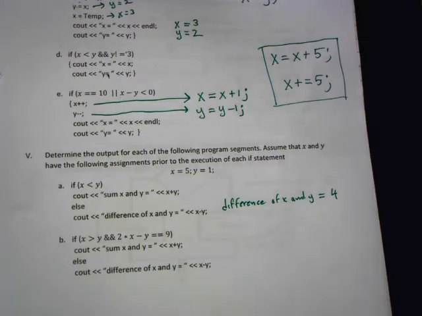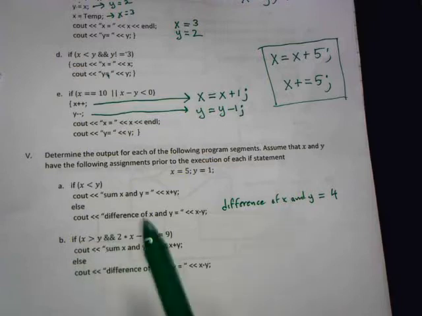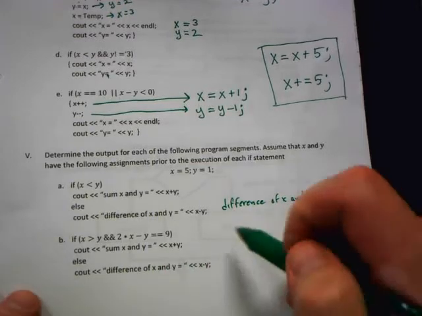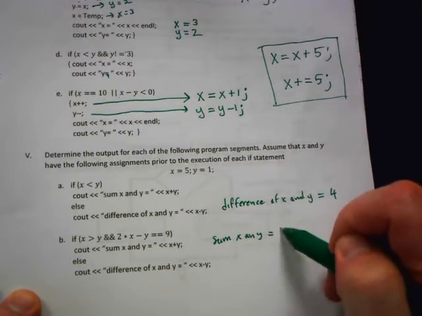All right, how about the next block? If X is greater than Y, what's that symbol? That's and, that's the and symbol. 2X minus Y double equals 9. All right, so what will it run? Yep. It's going to run the sum this time because 5 is bigger than 1 and 2 times 5 minus 1 happens to be 9. Works out perfectly. So this time it's going to say sum X and Y equals 6.